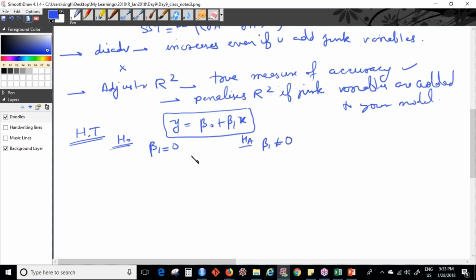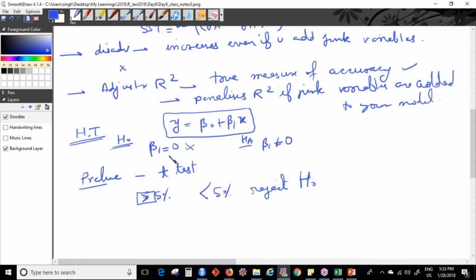So starting with these two assumptions, you calculate your p-value using a t-test, and based on whatever p-value you get, you take a decision. If your p-value is greater than 5%, your null will be accepted. If your p-value is less than 5%, you reject your null. If you reject your null, that means beta 1 is not equal to 0.